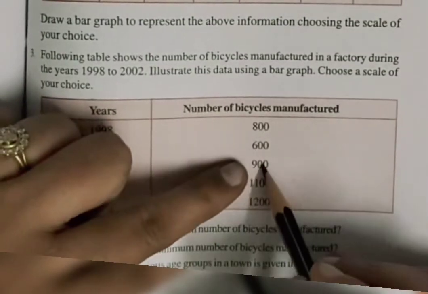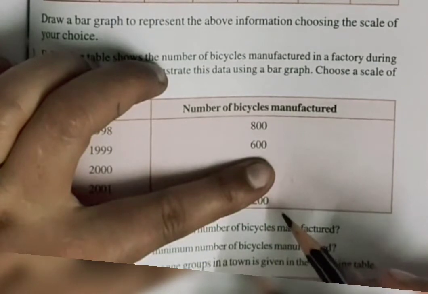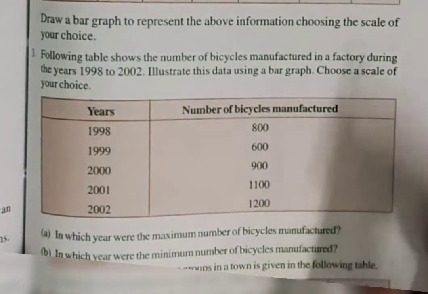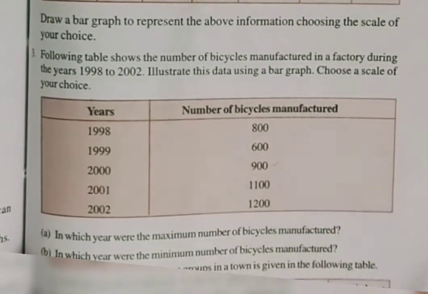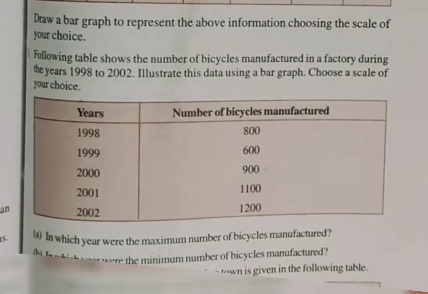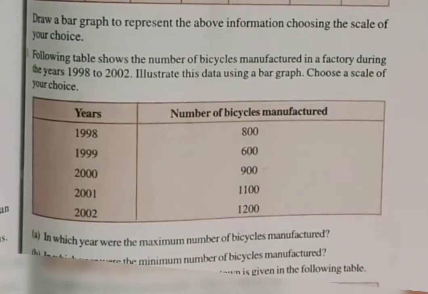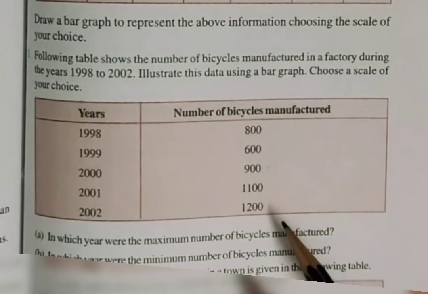If we don't look at 900 and 1100, the other three are multiples of 200. So we can choose the scale of 200, and in between there is a center line on which, if required, we can show 900 and 1100. You can choose a scale of 100 as well, like 100 bicycles to 1 unit length, but that will be a little longer. That is absolutely right. You can use a long, big bar graph.